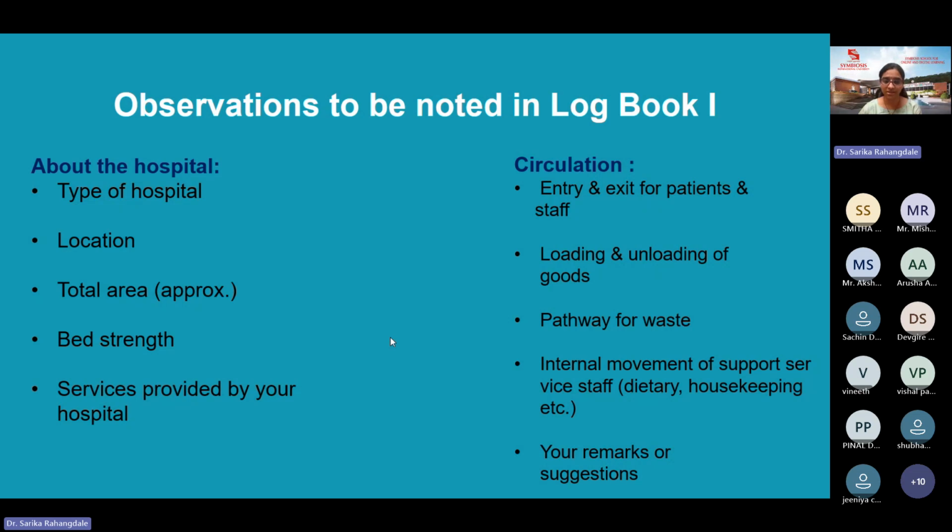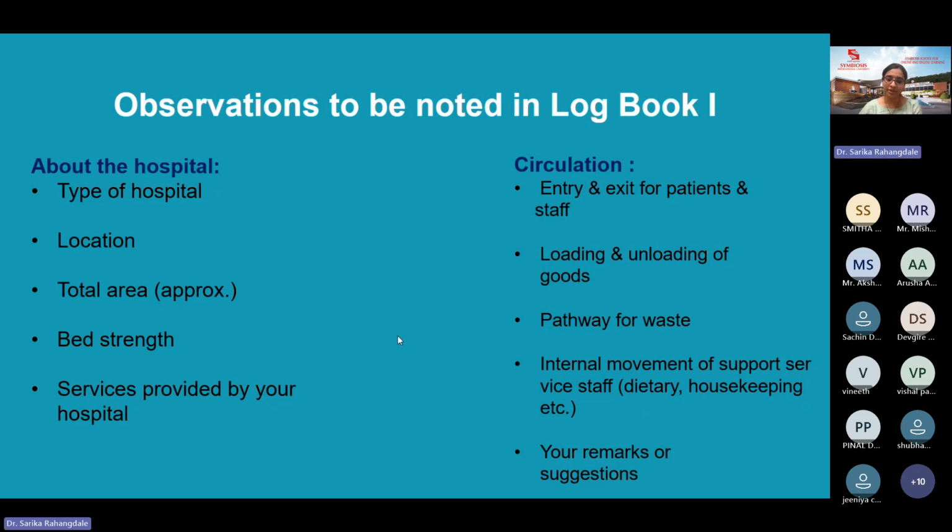Also, there is waste management. Waste is also circulated in the hospital, right? The waste is carried from one department to the other department, to storage, and then to the final disposal of the waste, right? So how the waste is carried inside the hospital and how it is taken away from the hospital, where it is kept, and when it is going to be finally disposed of.